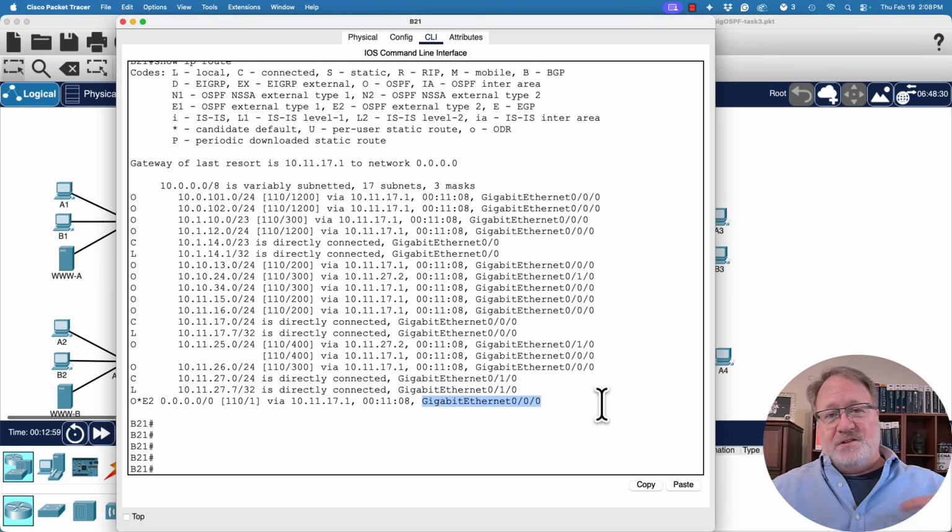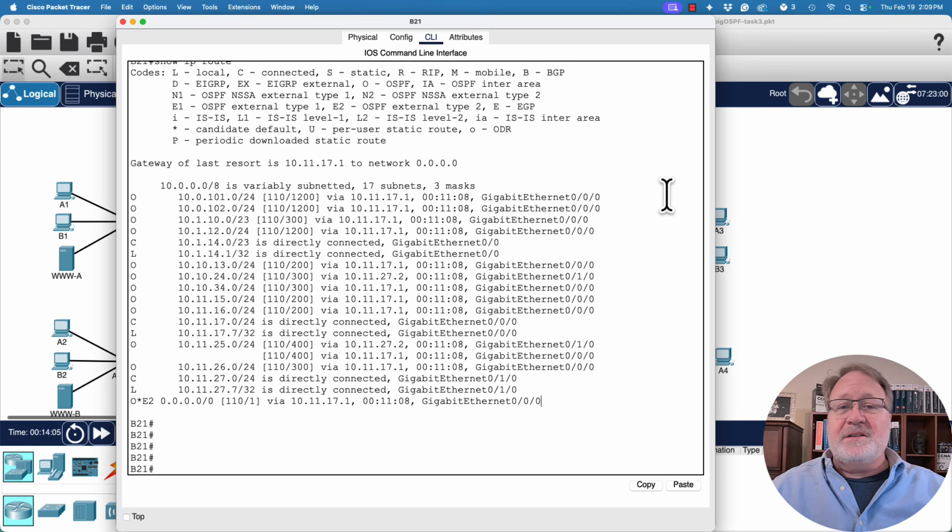B21's local interface to forward the packets out would be gig 000 to reach that. So what you could do is you could go to the rest of the routers and identify that route, see what the outgoing interface and next hop address is. But if you configured correctly up on Core 1, all the other routers should learn a route like this and you can confirm it and verify it.